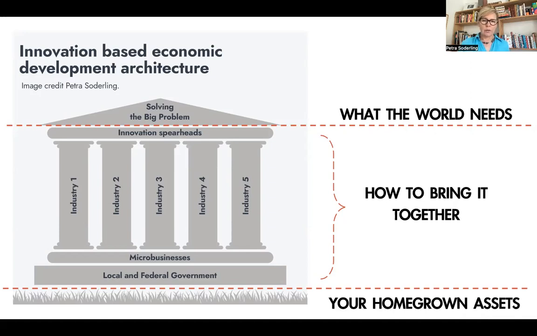And then on the grassroots level, you have your own homegrown assets, who you are and what you're good at. In between, you have all these different building blocks that create the whole building. It's a solid foundation and solid pillars. You're looking at your local and federal government, micro businesses, they could be startups. Then you have your legacy industry, which is your support that's currently holding it together. And then as a government, you will want to do some innovation spearheads where you are taking a bigger risk and experimenting on areas where you can create new industries that then eventually will become the solid pillars, your legacy industries.